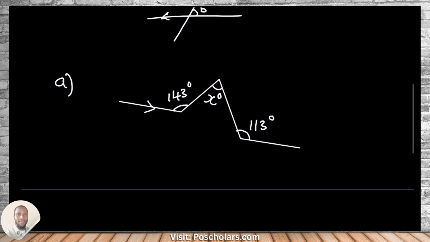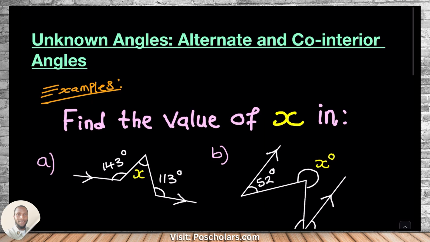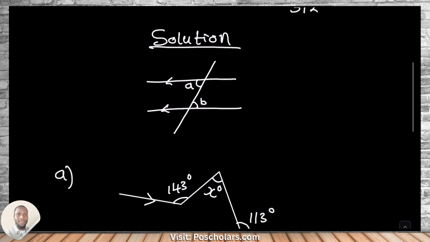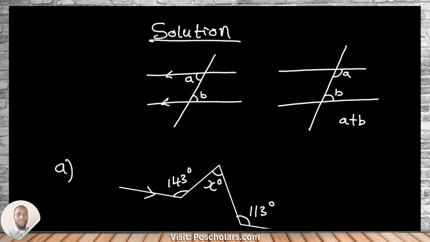Like I do tell you, there are numerous methods of solving mathematical problems. The method we want to employ in this example is the alternate and cointerior angle. I already explained alternate angle. Now, let me explain cointerior angle. Cointerior angle says when you have two parallel lines and a transversal across the parallel lines, this angle which is A and this angle which is B sum up to 180. That means A plus B equals 180. That's the concept of cointerior angle.